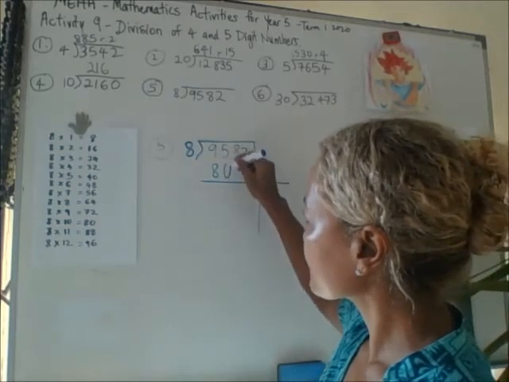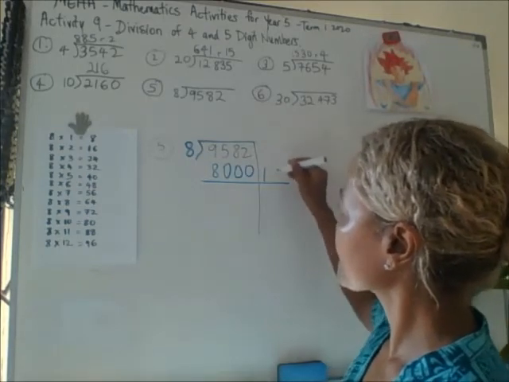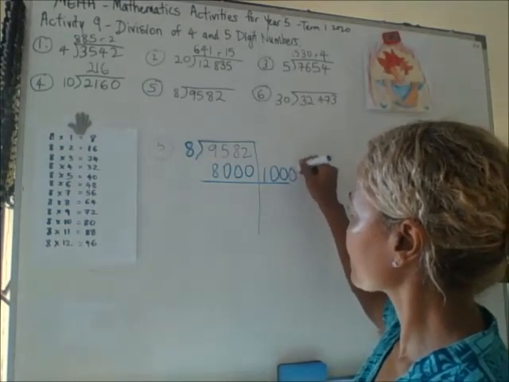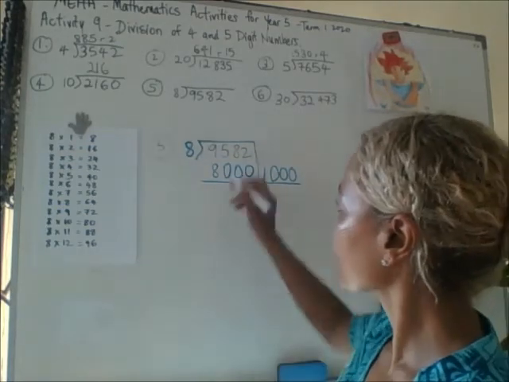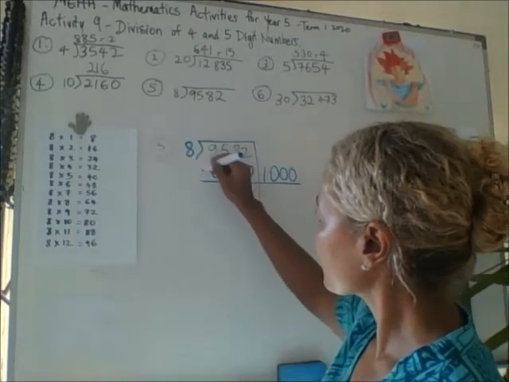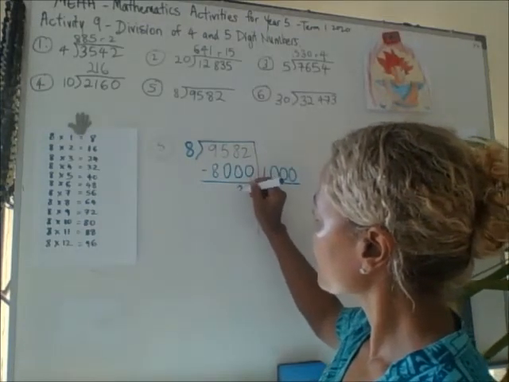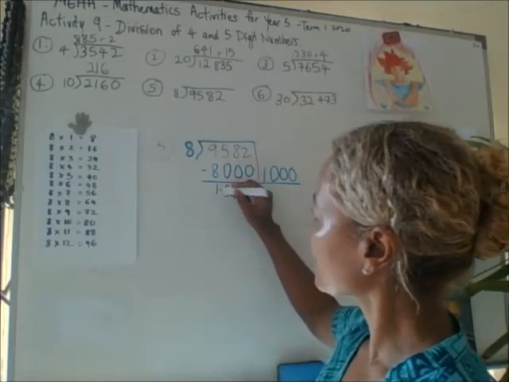Make it 4 digits. Add 3 zeros. Same thing over this side. Add 3 zeros. 8 times 1,000 equals 8,000. 9 minus 8 is 1. Subtract that. 1, 5, 8, 2.